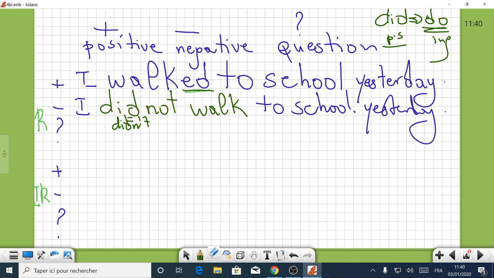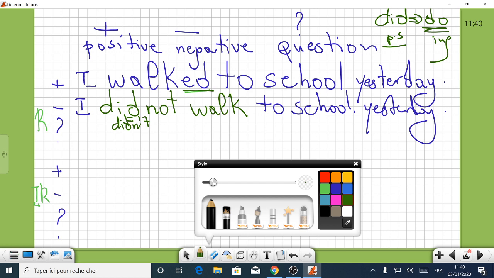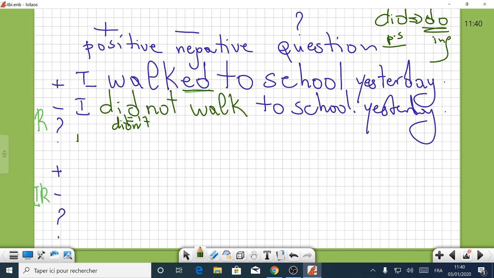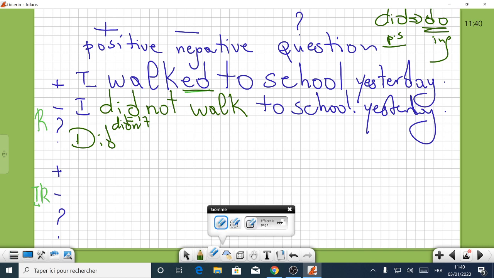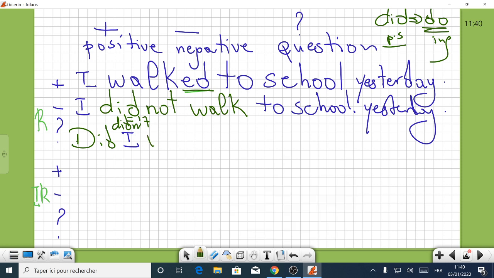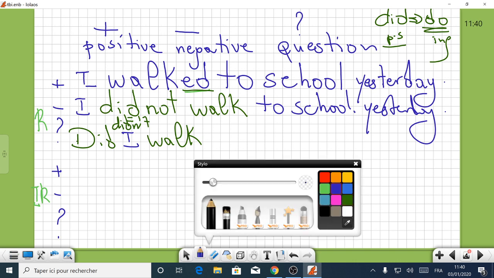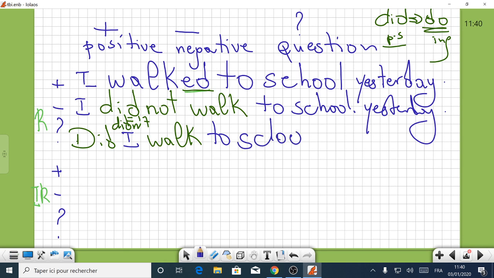Now I go to the next sentence. What do we have here? It is very simple. We have inversion of what? Of the subject and of the auxiliary did. So what do we say? Did, and we have the subject, I. Did I, and of course, just infinitive here. As long as did is in the simple past, as I told you, we have do, did. So did I walk? And we finish the sentence as it is. Did I walk to school yesterday? And we finish with a question mark.